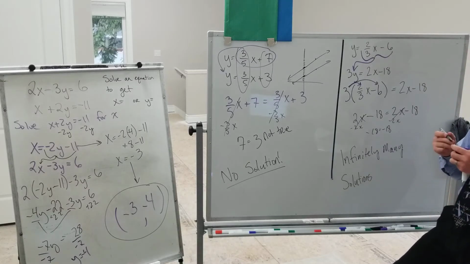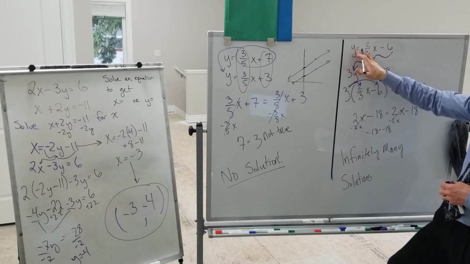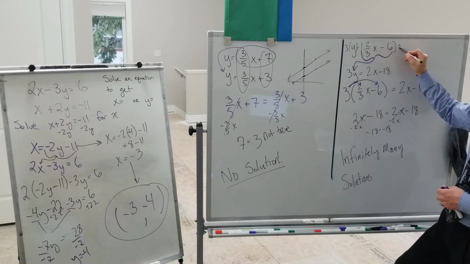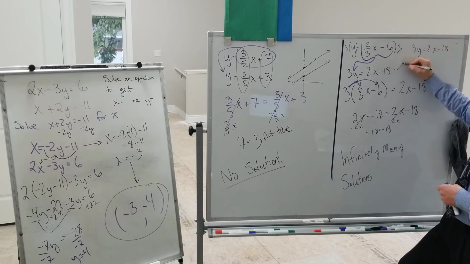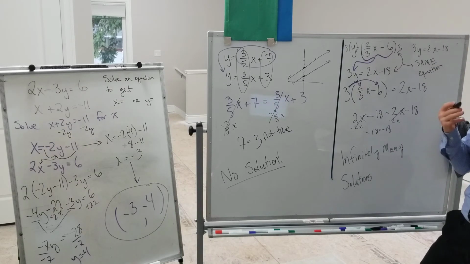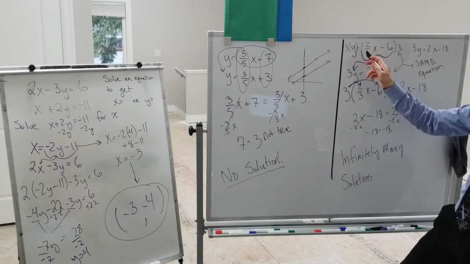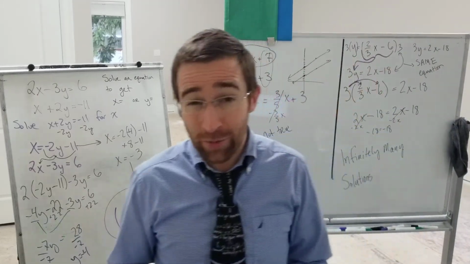The reason we have infinitely many solutions is because if I take this equation here, y equals 2/3 x minus 6, and I multiply each side by 3, that gives me 3y equals 2x minus 18. These two, they're the same equation. And if you have two equations in a system that are the exact same equation, that means every x comma y that's going to work in this equation is going to work in that one, because they're the same equation.